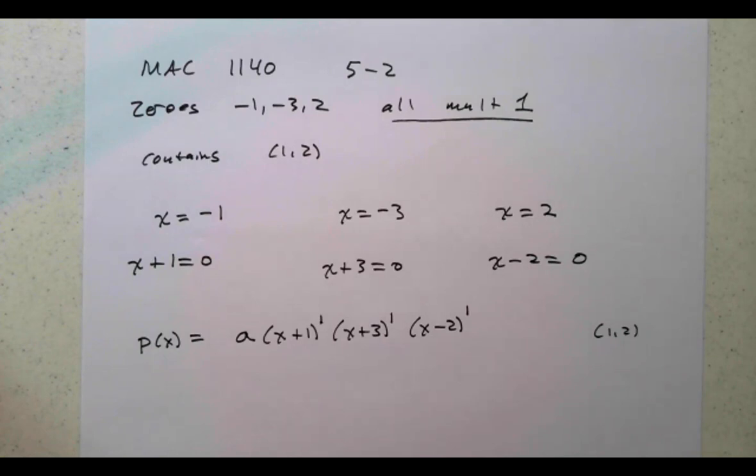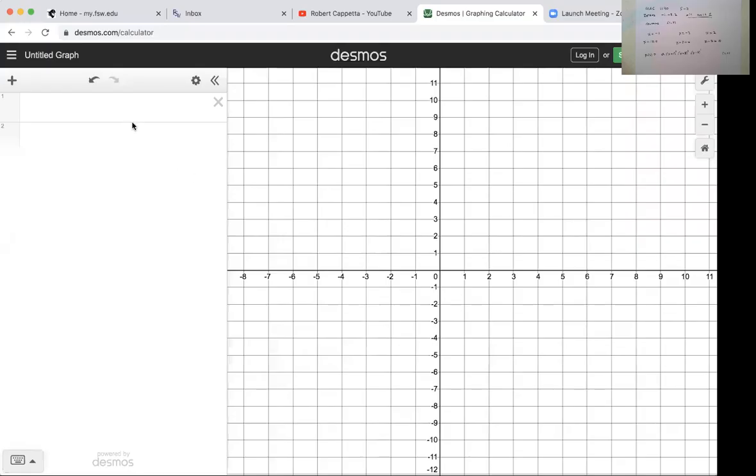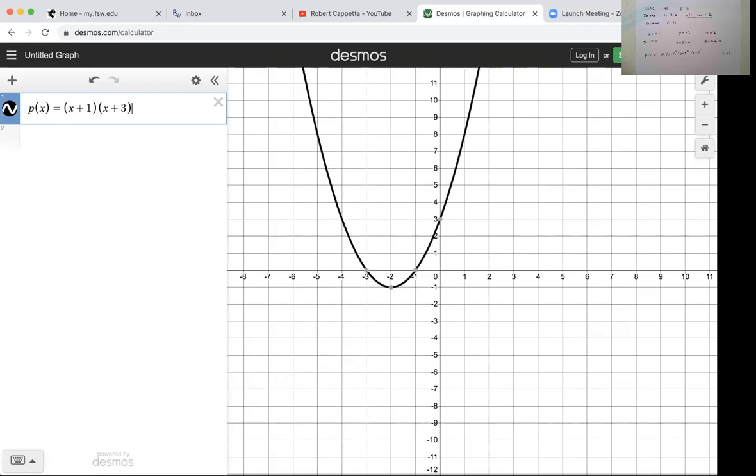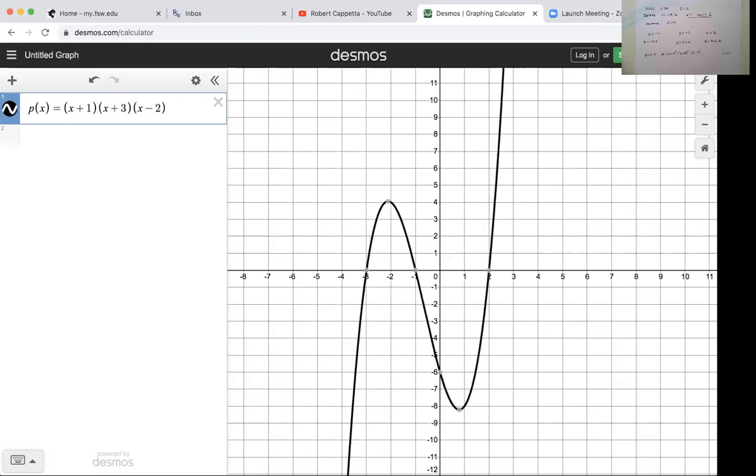So let me go there. Here we go. So we're going to just put in p of x equals some number. I'm just going to use 1 for now. (x plus 1) to the first power, (x plus 3) to the first power, (x minus 2) to the first power. And you'll notice -3 is a zero. You'll notice -1 is a zero. You'll notice 2 is a zero.